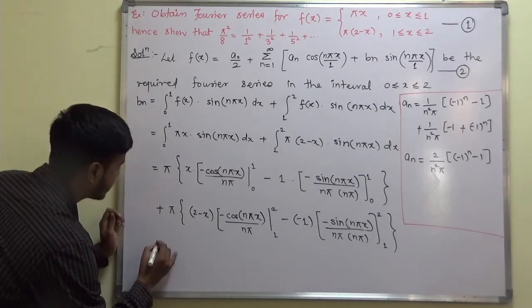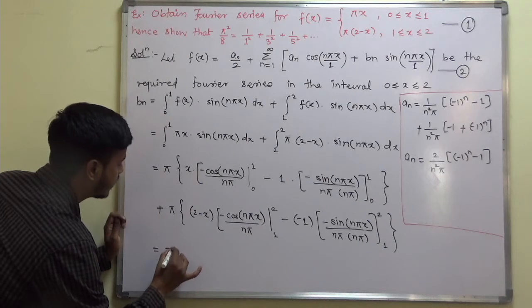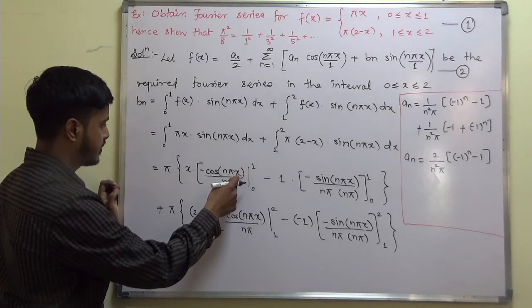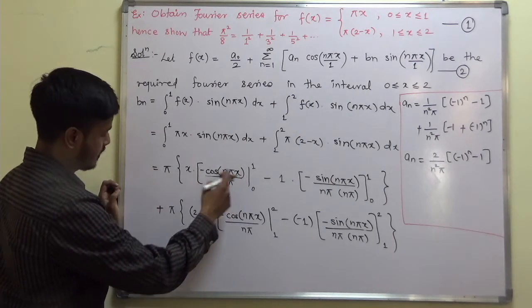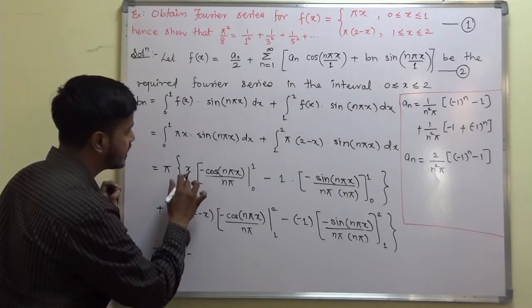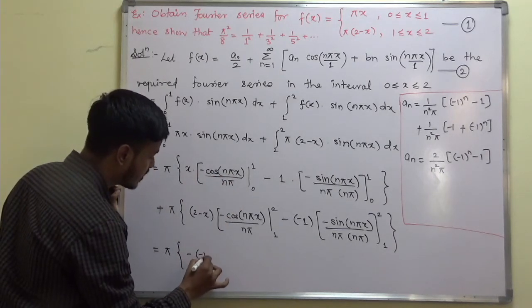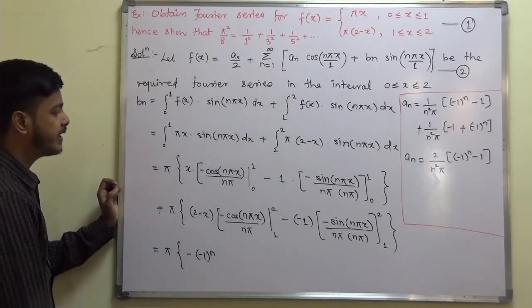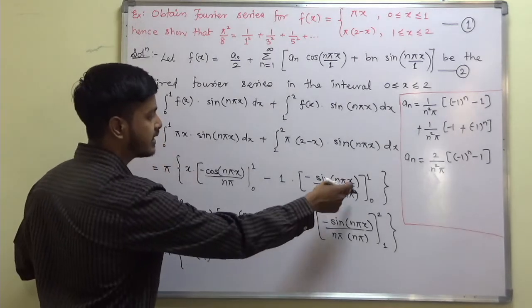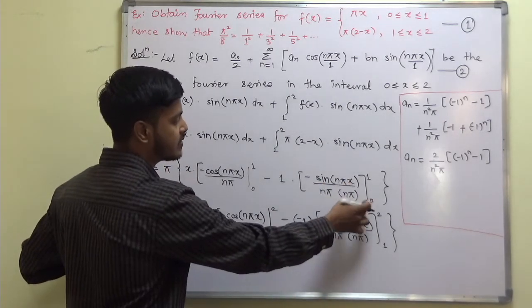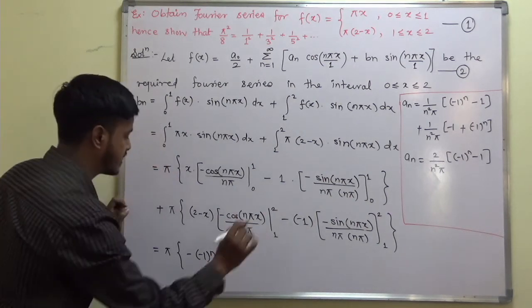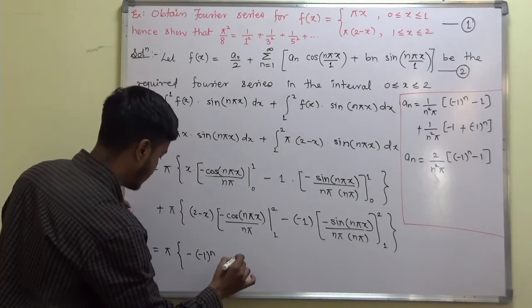So this is equal to pi into, applying 1 in place of x, 1 into minus 1 into minus cos n pi, minus 1 to the power n. Okay, cos n pi is minus 1 to the power n, correct? Minus, here it gets 0, sin n pi is 0. So minus 0. This entire term becomes 0.